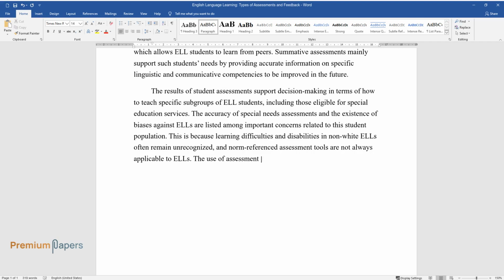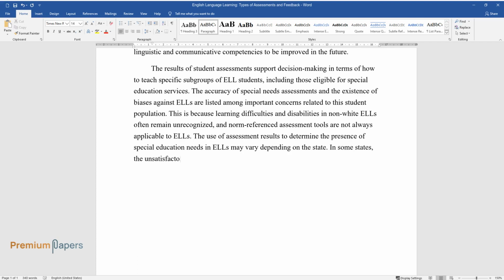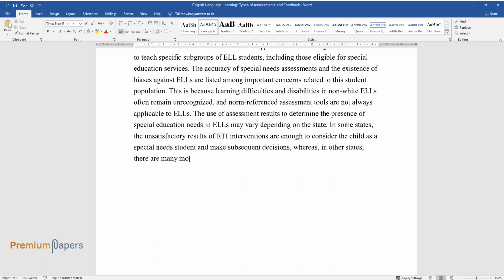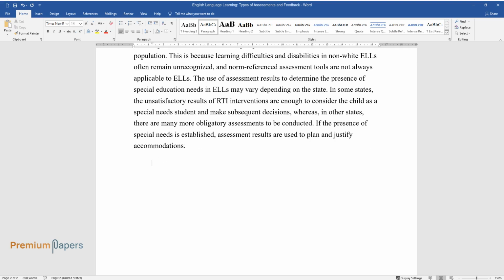The use of assessment results to determine the presence of special education needs in ELLs may vary depending on the state. In some states, the unsatisfactory results of RTI interventions are enough to consider the child as a special needs student and make subsequent decisions, whereas, in other states, there are many more obligatory assessments to be conducted. If the presence of special needs is established, assessment results are used to plan and justify accommodations.